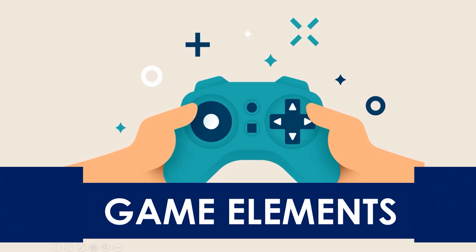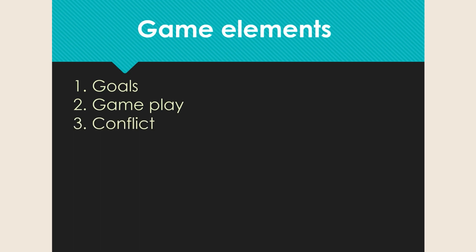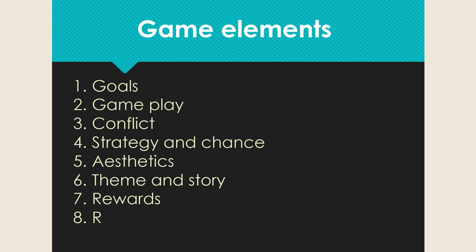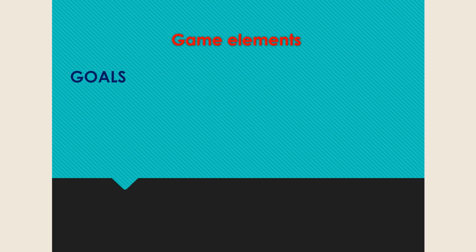Today we are going to talk about 8 game elements. Here are all the game elements. 1. Goals. 2. Gameplay. 3. Conflict. 4. Strategy and chance. 5. Aesthetics. 6. Theme and story. 7. Rewards. 8. Rules. Let's start with the game element which is goals.